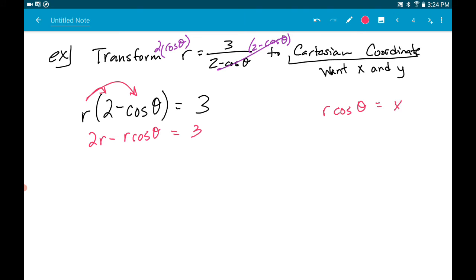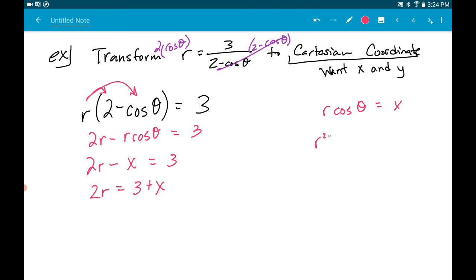So I'm trying to chip away and turn these r's and thetas into x's. So I'm getting closer. All right, now I just need to somehow get rid of this guy. One strategy we're going to use is to isolate the r. So again, see if you can follow my math. I just added x to both sides.